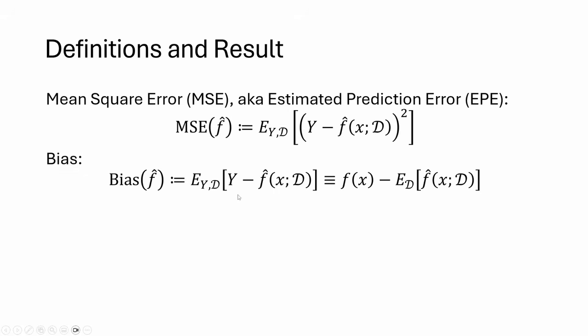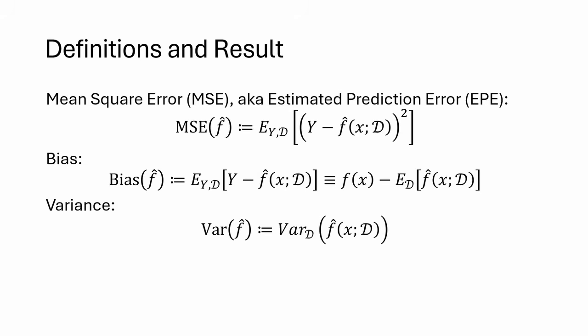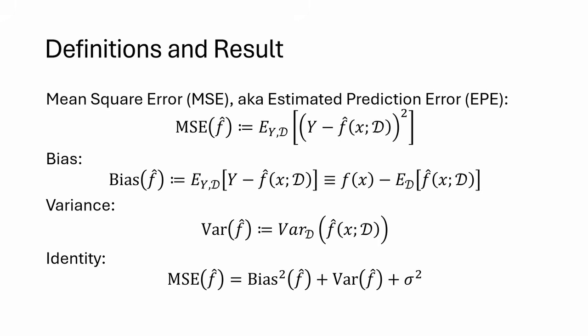The epsilon has zero mean, so the first expectation is just f of x. And when we're taking the second expectation, the big Y has nothing to do with that, so this is E_D of f hat. Next, we have the variance. The variance of f hat is simply the variance over D of f hat. And this is the result.